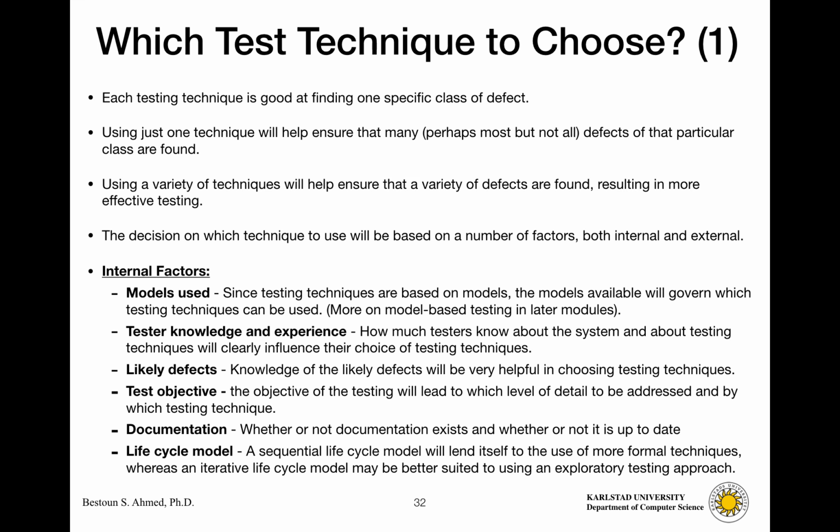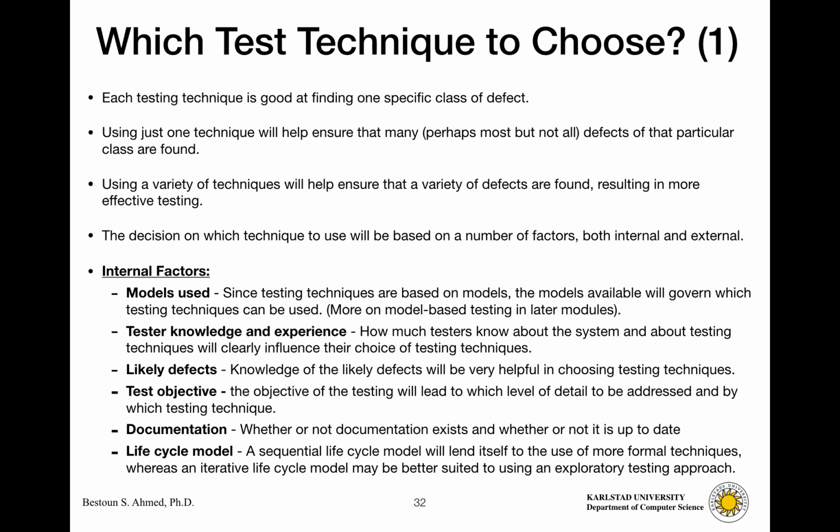So if I see a model, immediately from my experience, I can say, okay, go with that design technique. Also, which kind of experience and knowledge the tester has, and how likely the defect is to happen, and which kind of defect you have. The testing objective is very, very important: what you want to test and why you want to test it. And then which kind of documentation you have, that is very important. If you have documentation, you can design your test cases based on that document. And then which life cycle model you have.